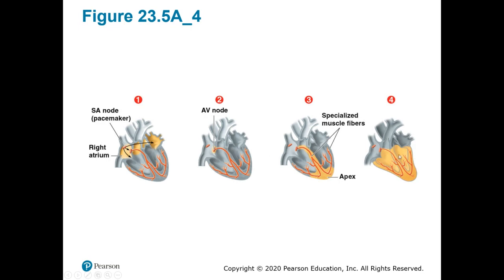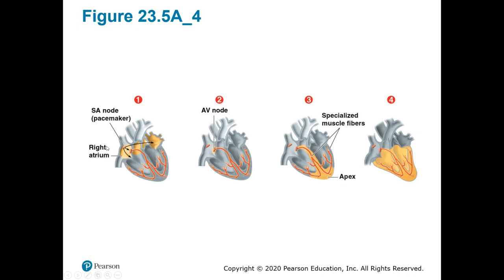This is called the bundle of His here, and then these are the left and right bundle branches, and then the Purkinje fibers run up the sides of the ventricles. This is the wiring of the heart. So again, we're going to set the pace here with the SA node. It's going to delay a little bit at the AV node. Then we're going to send the signal down to the ventricles, and that's going to cause the ventricles to contract.